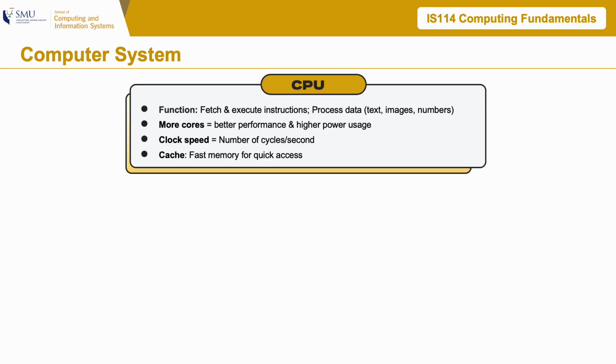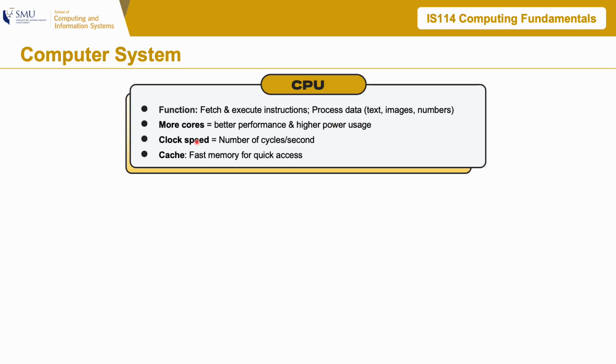The first key hardware component is the CPU, Central Processing Unit. CPU is responsible for fetching, executing, and processing all types of data, whether it's text, images, or numbers. We have learned about cores. Cores are like workers inside the CPU. More cores means more workers are working at the same time, and more work can be done simultaneously, allowing the computer to handle more tasks at the same time. So more cores usually lead to better performance, but of course, they also consume more power.